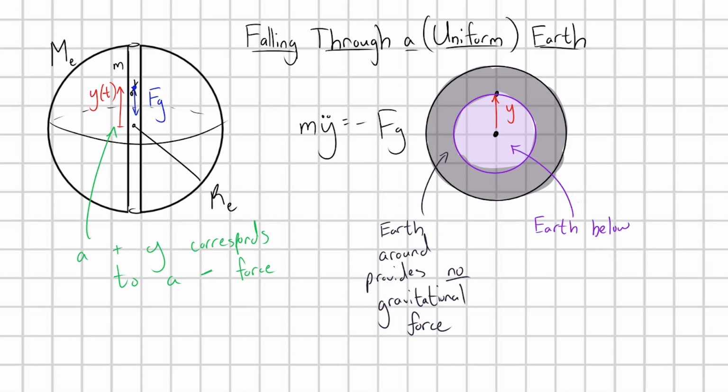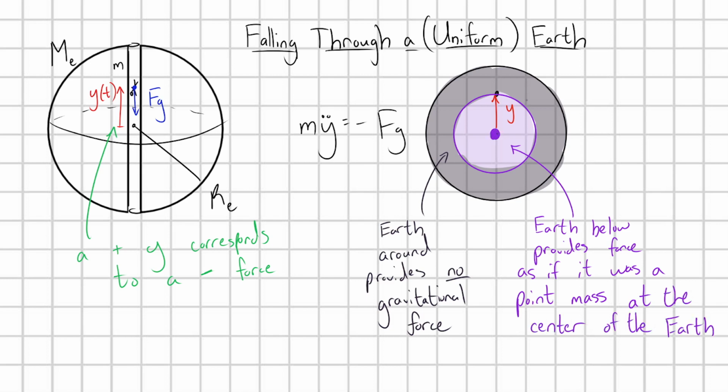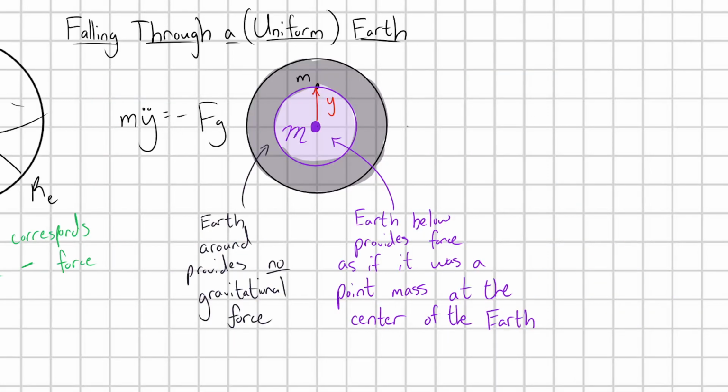On the other hand, the Earth below us is going to attract us as if all of its mass was concentrated to a single point mass at the center of the Earth. Right, that's the second conclusion of Shell Theorem, that each of these shells of Earth below us act as though they were point masses located at the center of the Earth, and we add those all together and we get just one big point mass. So let's go ahead and call all of the mass of the Earth below us this script M. And again, we still have our mass, little m, so the magnitude of the gravitational force on us is going to be G script M little m over y squared.